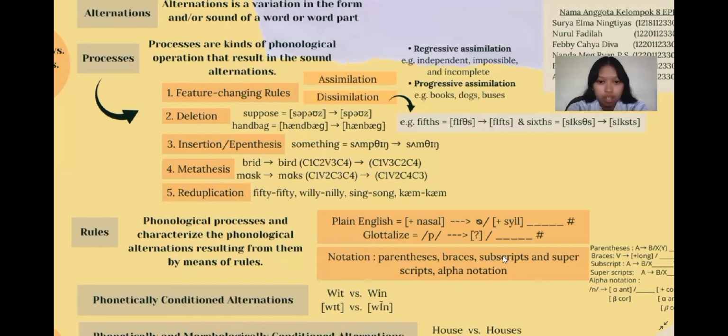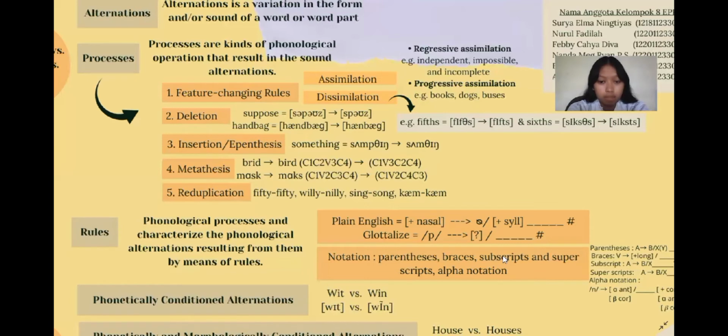Regressive assimilation is a kind of assimilation in which a sound influences the preceding segment. For example, the sounds d, p, and k in independent, impossible, and incomplete respectively influence the sound n in the prefix in- that is attached to these words. So in the word independent, the prefix in- remains the same, then it becomes im- in the word impossible, while in the word incomplete, it becomes ing.